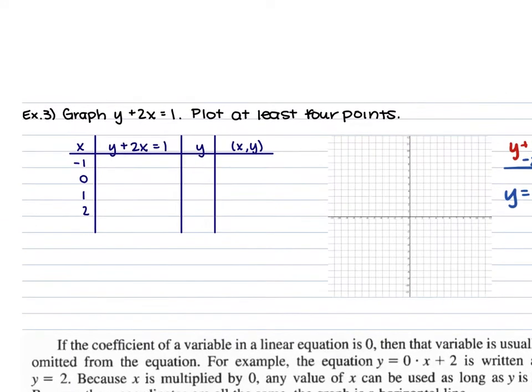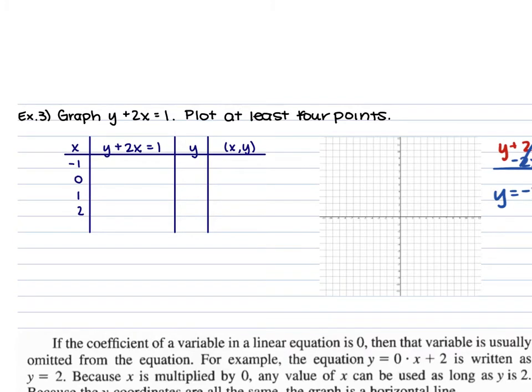So plugging these numbers in for x, the -1, the 0, the 1, and the 2, we would have y is equal to -2 times -1 plus 1, -2 times 0 plus 1, -2 times 1 plus 1, and -2 times 2 plus 1. So the -2 times the -1 is a +2, plus 1 is 3. The -2 times 0 is 0, plus 1 is 1. The -2 times 1 is -2, plus 1 is -1.